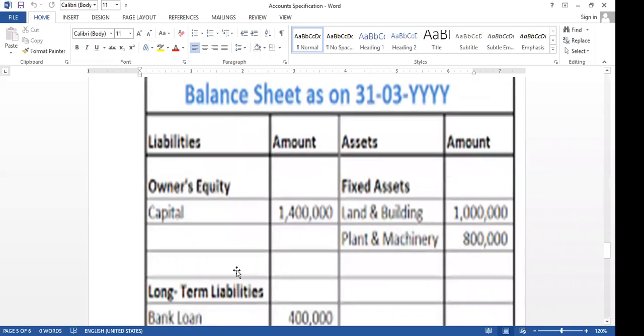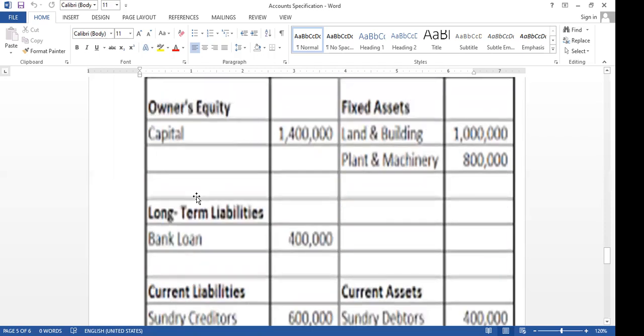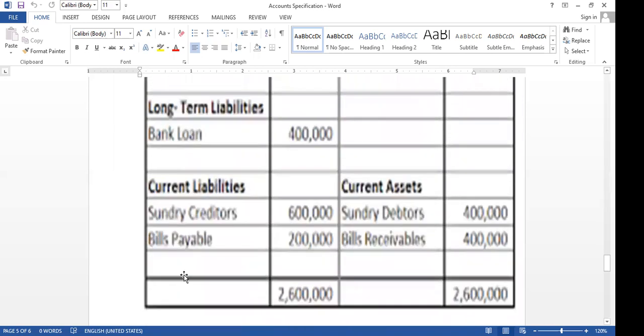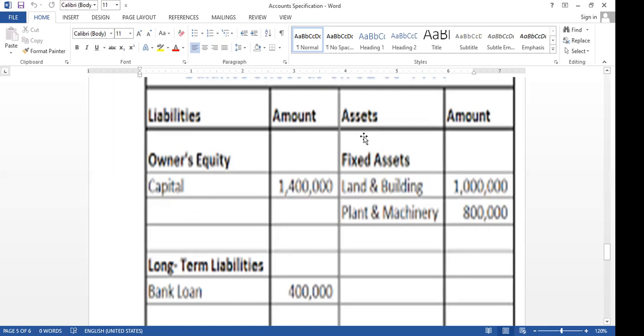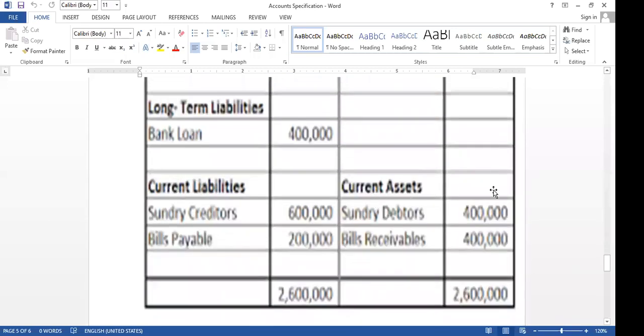This is the liability side, and the other is the asset side. Liability includes the owner's equity. Under the owner's equity, give capital, shares, and any other owner's equity. Another one is long-term liabilities. Long-term liabilities, for example, a bank loan. Then current liabilities: sundry creditors and bills payable. Assets are also the same. Firstly, we give fixed assets: land and building, plant and machinery, vehicles, and any other fixed assets. The second one on the asset side is current assets: sundry debtors, bills receivable.